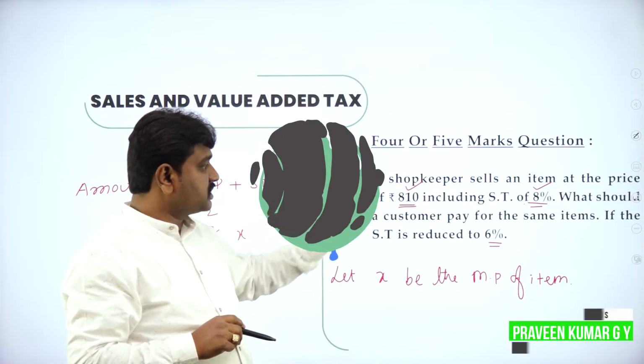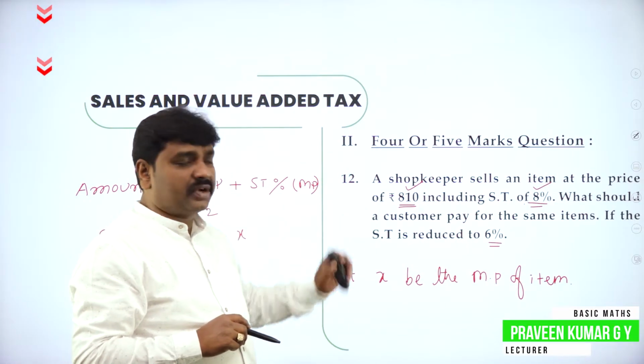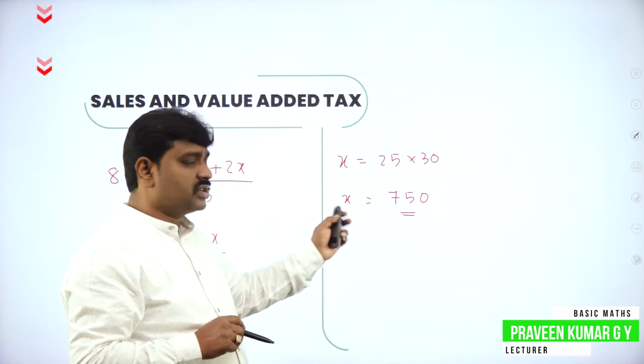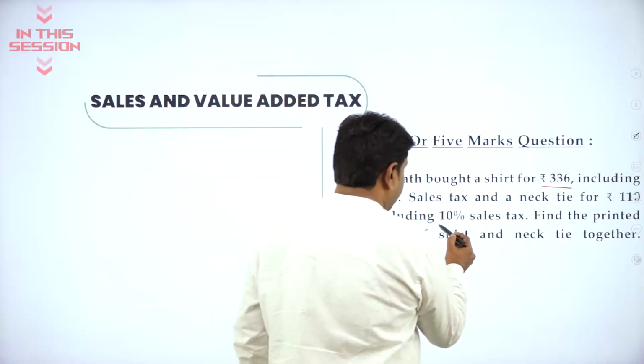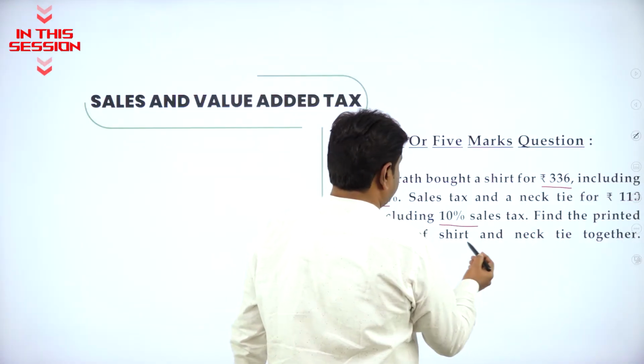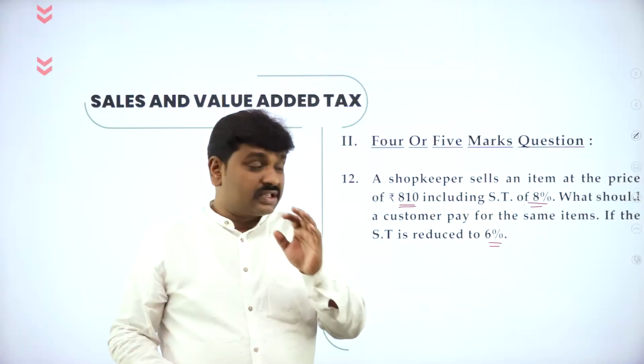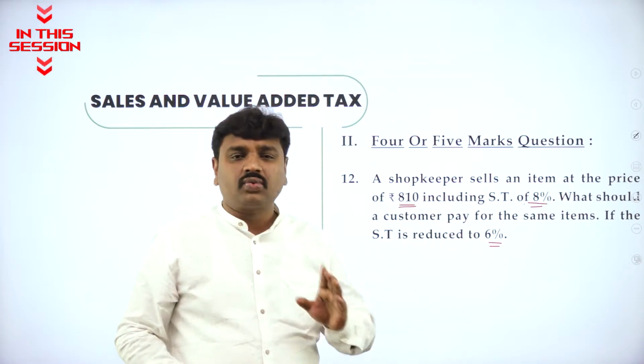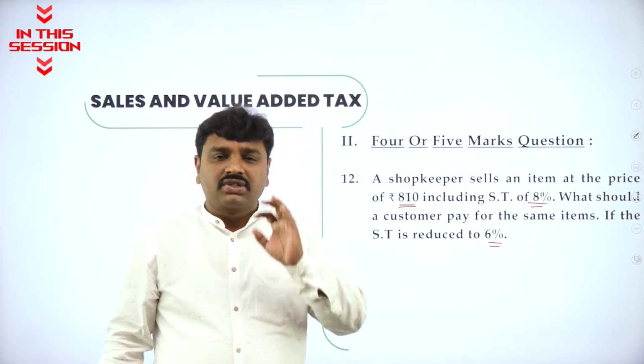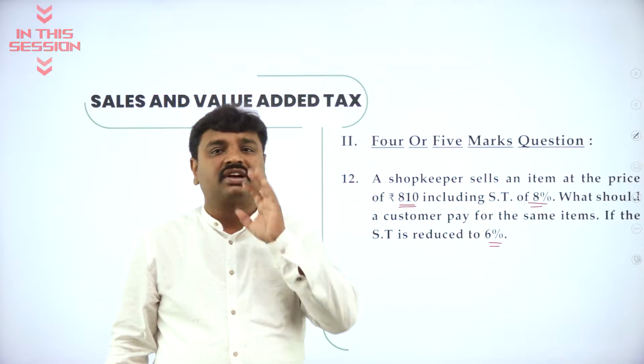So the market price of the item is just what he paid, 810, but now the market price is what, 750, including 10% sale tax. Find the printed price of the shirt and necktie together. Suppose the sale tax is reduced to 6%, what amount should you pay is the question. For that, first you should calculate the market price.